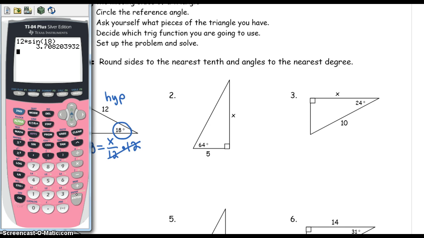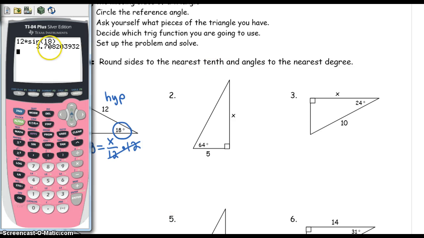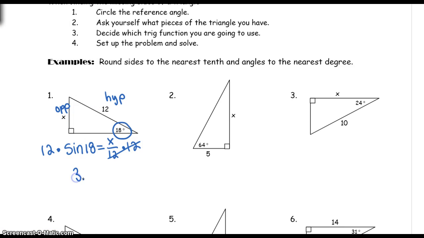It says round the sides to the nearest tenth and the angles to the nearest degree. And we're solving for a side here. So we're going to round it to the nearest tenth. So this 0 will not change this 7. So 3.7 is going to be our answer. So our side is about 3.7.